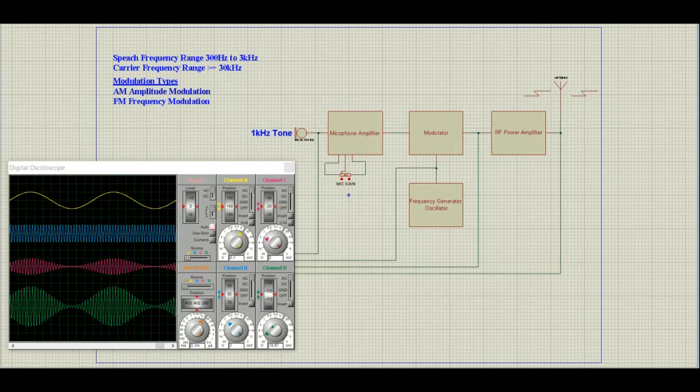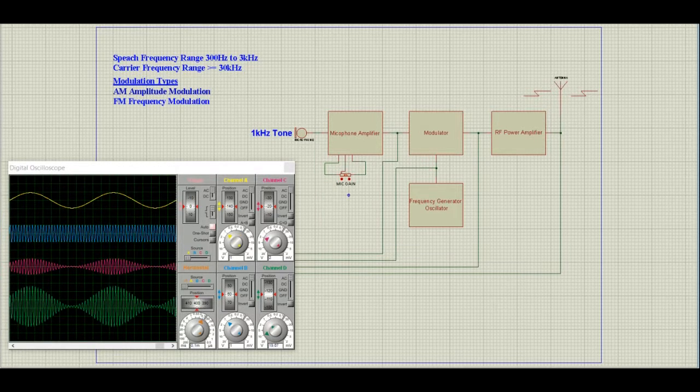The oscilloscope has been reconnected to show the signals throughout the transmitter. The yellow trace shows the 1 kHz tone from the microphone. The blue trace shows the carrier being generated by a frequency generator or oscillator. The pink trace is the output of the modulator, which is the carrier with the audio or microphone signal superimposed on it. This is amplitude modulation. The green trace shows an amplified version of the modulated signal, which is then passed to the antenna for transmission.